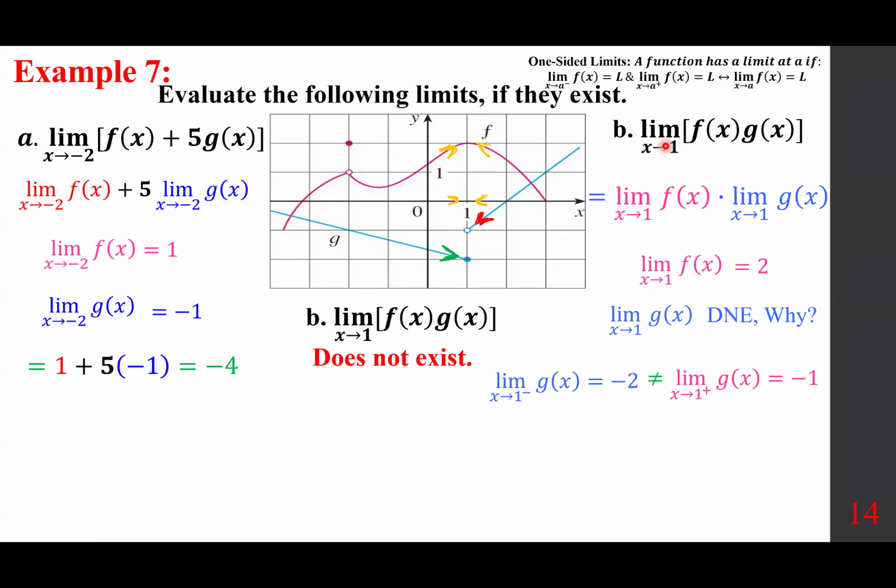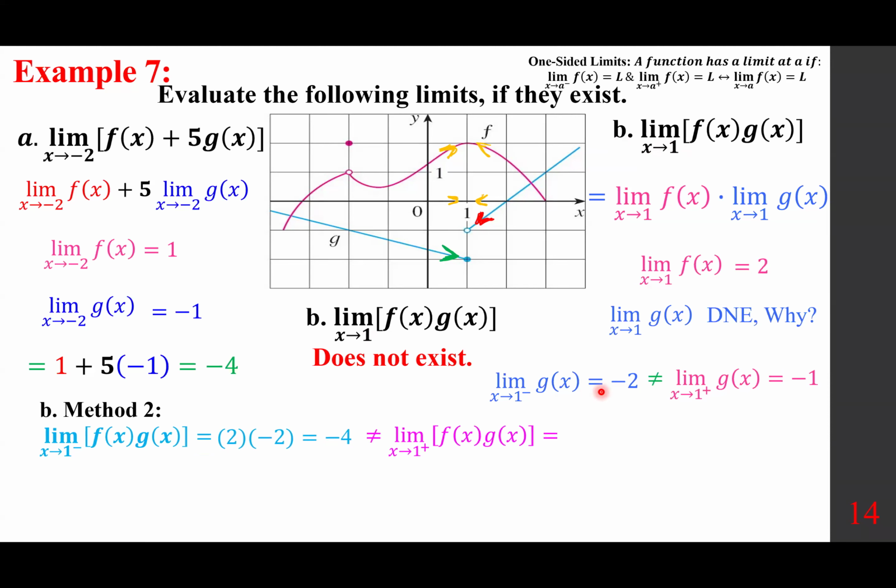You can look at this one as x approaches 1 from the left and from the right. If you look at 1 from the left, remember f from the left and right makes no difference, is 2, but g from the left is -2. So the product of these two numbers is -4. Now, if we look at it from the right, the limit of f of x times g of x as x approaches 1 from the right, again, f makes no difference. This one left and right is 2, but g from the right is different than from the left. So 2 times -1. And again, these two are not equal. That's the second method to look at it.